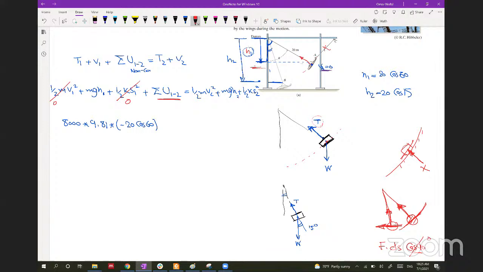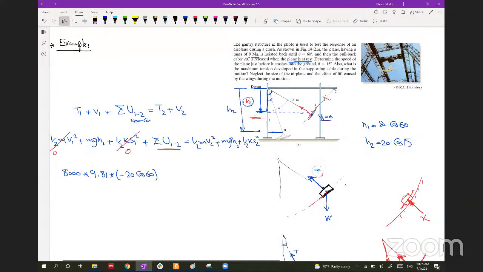So the tension in the cable is not exerting work because it's perpendicular to the motion of the body. But if this plane or helicopter had a motor and a force like this, that force would exert energy because it's in the direction of the motion. But we don't have this in our problem.